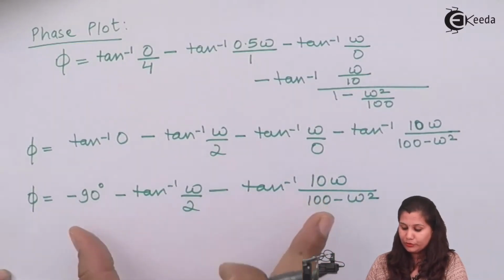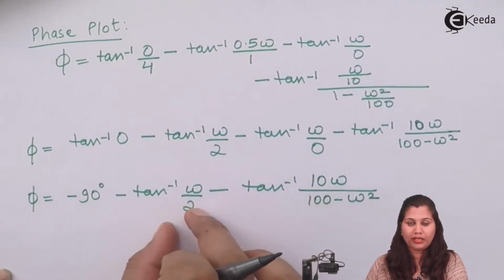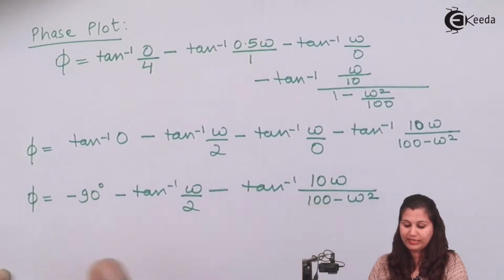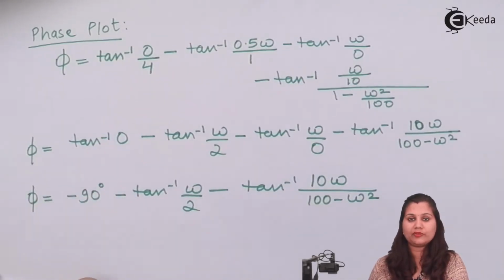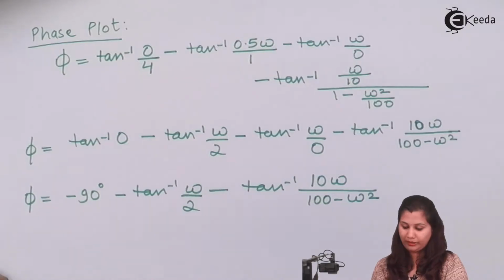Now we are going to take different values of omega, and for those values we will calculate the phase angle. So now we are going to make a table in which we will take different values of omega and then we will calculate the phase angle.